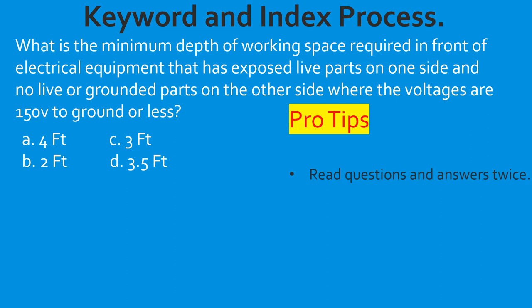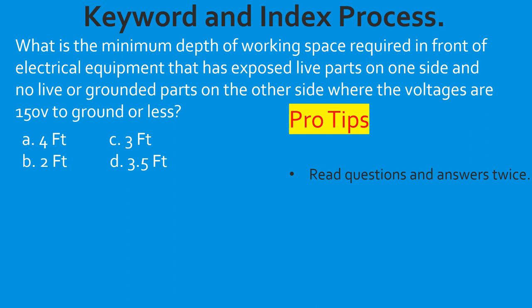Our first pro tip is that you want to read your questions and answers at least twice, because in using this process, we're wanting to use the keywords of this question to find the answer. So we want to make sure we read the question twice to make sure we understand what it's trying to say. We definitely want to read the answers twice because we're going to use those answers to help us decide whether or not we're going to invest the time in reading the paragraph. And you'll understand what that means a little bit more here in just a moment.